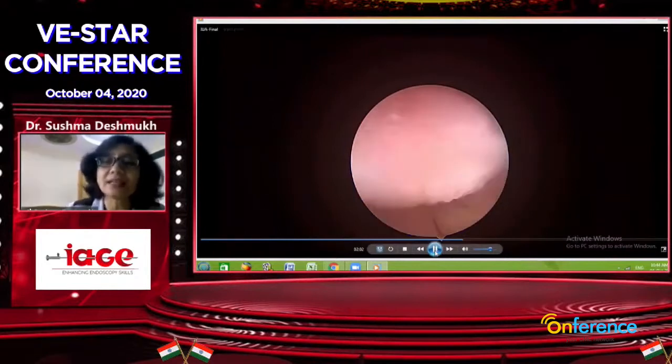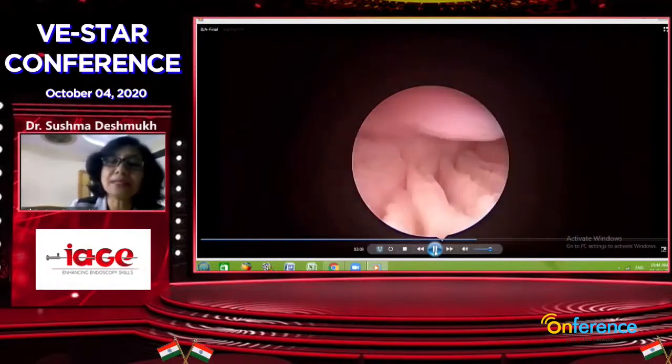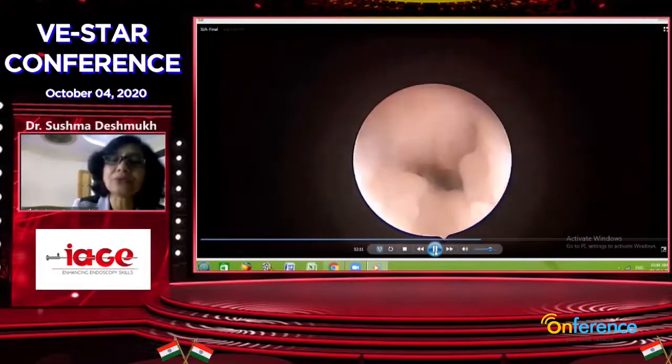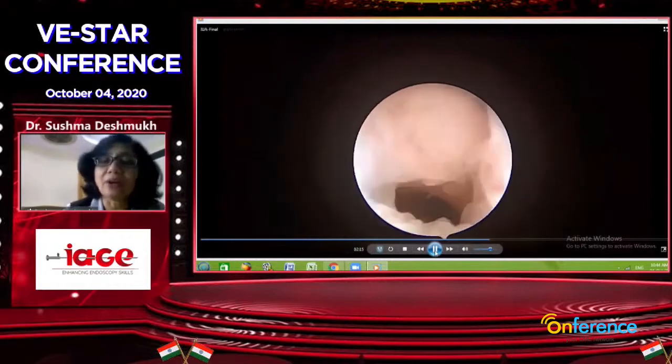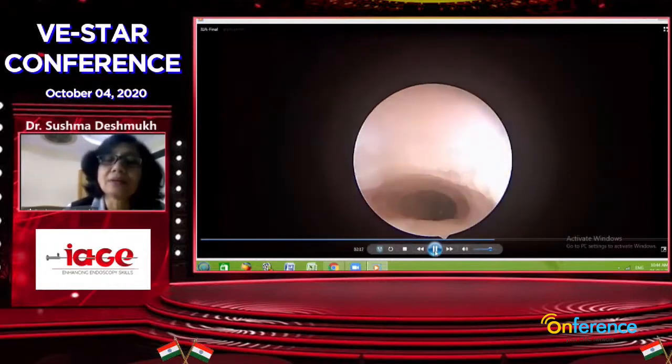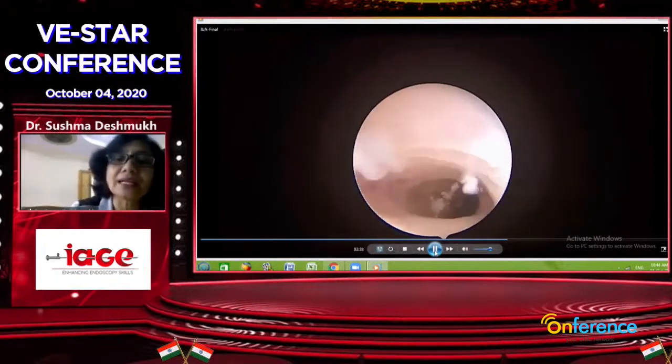So see, this is a second video. Again, you can appreciate the same arbor vitae. See, the same patient after 3 months. You can see the internal os, how beautifully the adhesions were gone. But there is always recurrence of adhesions. So in the cavity, you can see the central adhesions are not there, but laterally there are adhesions.